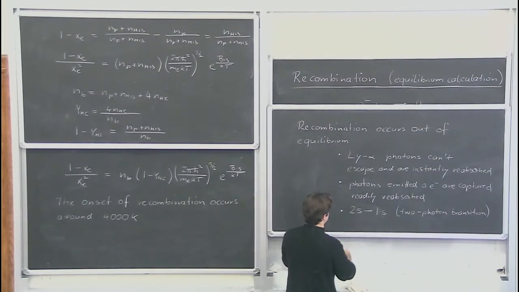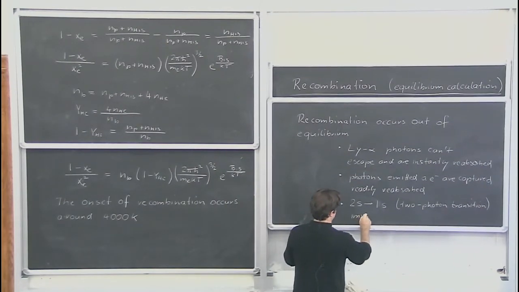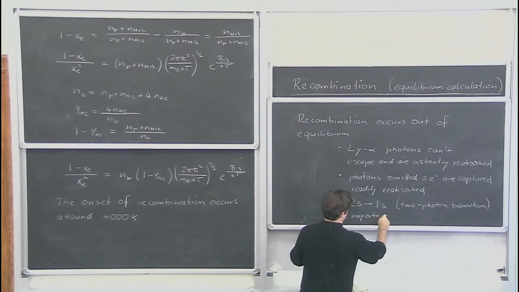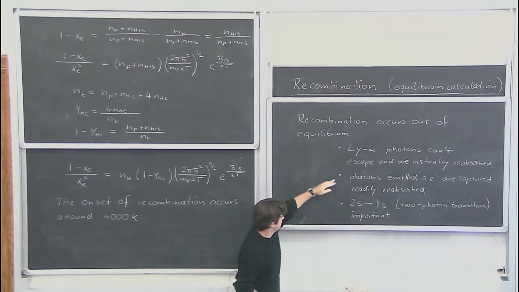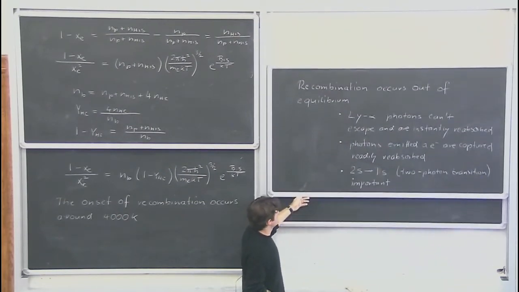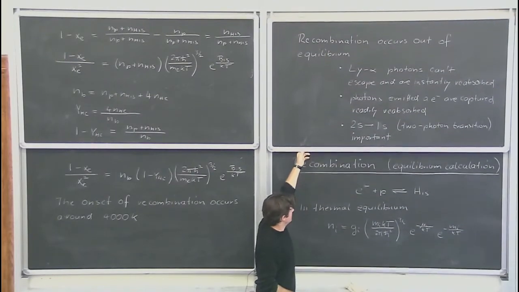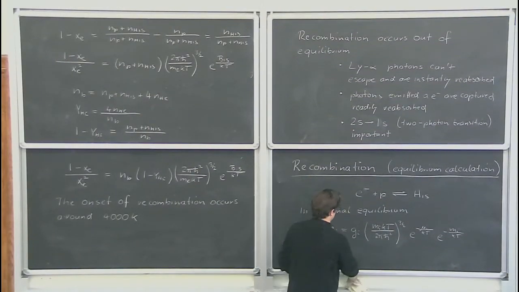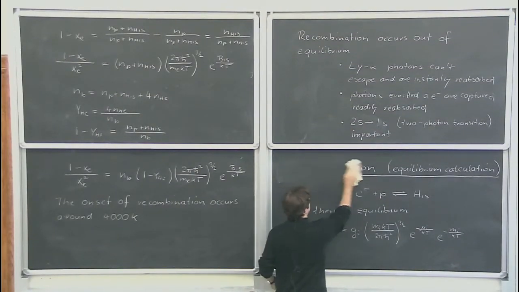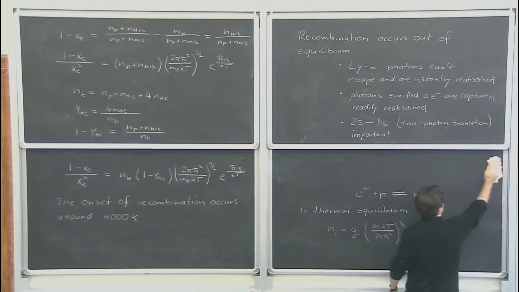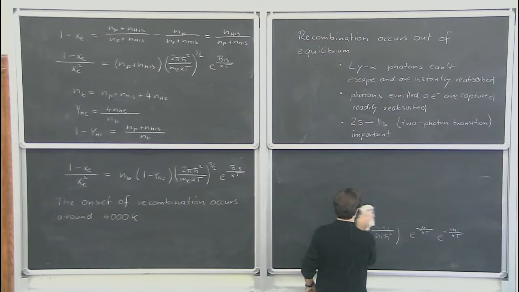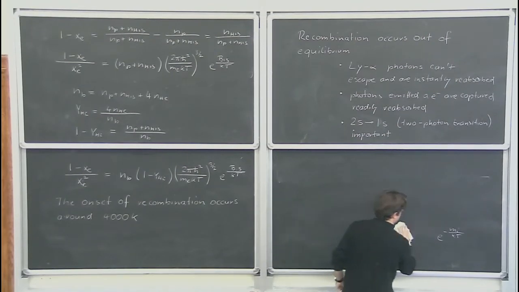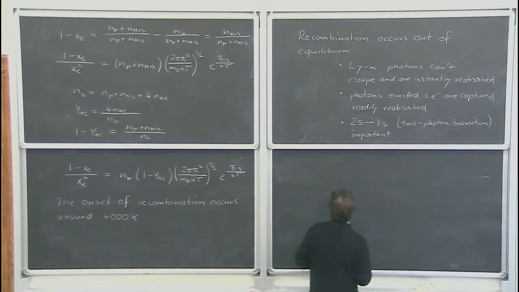So this is an important process. And so all this has to be taken into account when you're doing the calculation, which isn't really captured by the equilibrium calculation. And so this calculation was first done by Peebles, as I briefly mentioned yesterday, for essentially a three-level system of the hydrogen atom.